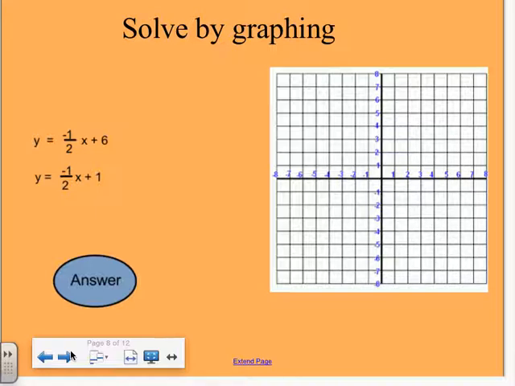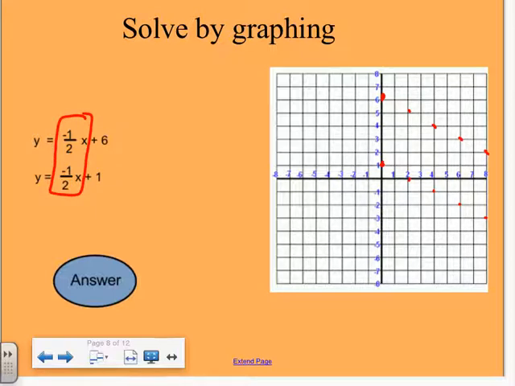I won't even have to technically do the problem. Here we'll do it anyways. Positive 6, positive 1 are the intercepts. They're both down 1 over 2. And when I say I won't even have to graph it, what do I mean by that? You should be able to look at this and tell these are the same slopes.